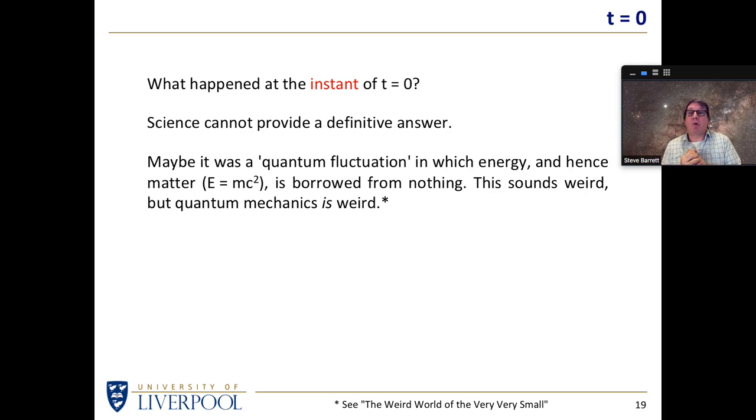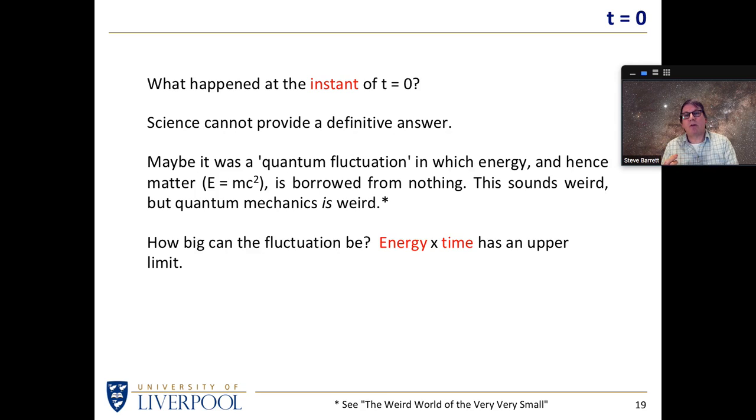And if we can borrow some energy, then effectively we can borrow some mass. And it's borrowed from nothing, which is, again, completely against common sense, but it appears to be the way the world works on very small scales. You can borrow energy or you can borrow matter from essentially the bank of nothing. You can borrow it as long as you pay back the loan fairly quickly. So how much energy, how much mass could you possibly borrow? How big could the fluctuation be?